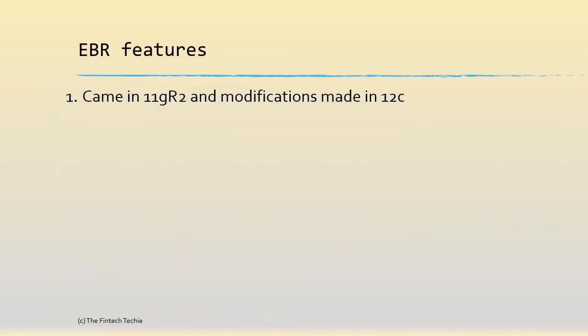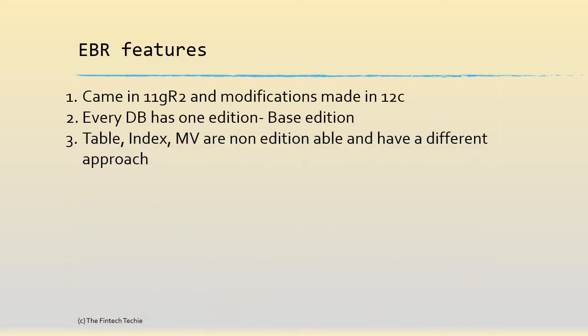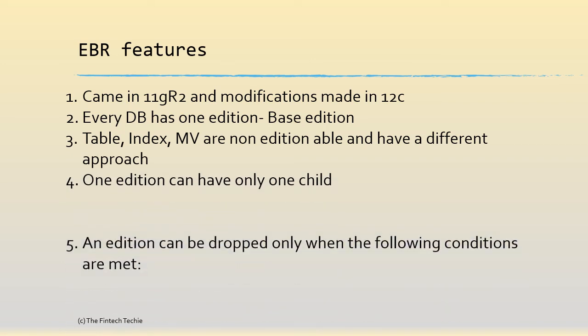So a few more features of EBR. Number one, this came in 11g R2 and modifications were made in 12c. Every DB has one edition known as the base edition. Tables, indexes, and materialized views, as we saw, are non-editionable and have a different approach, which we are going to see in the next part of the video. One edition can have only one child.